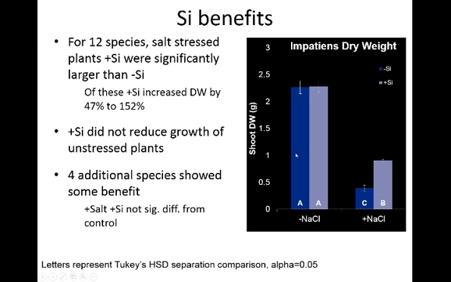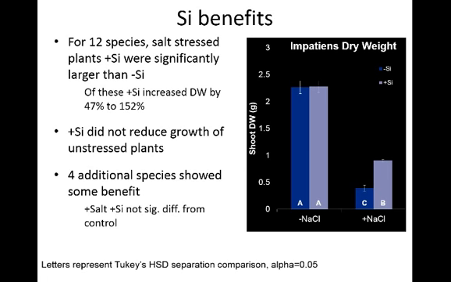So we see shoot dry weight, our measure of plant size, and for our plants that did not have salt stress, these minus sodium chloride plants, there was no difference in size between them. But sodium chloride had a huge effect on Impatiens plant size. Our sodium chloride treated plants that did not have silicon were the smallest ones. Those are the ones with the letter C here. And then silicon addition definitely improved the growth of those plants. However, they were not as big as our plants that received no salt stress. But it did help improve salt stress tolerance to some degree.